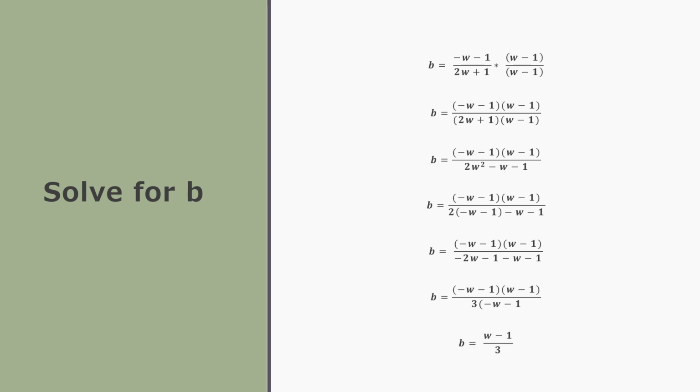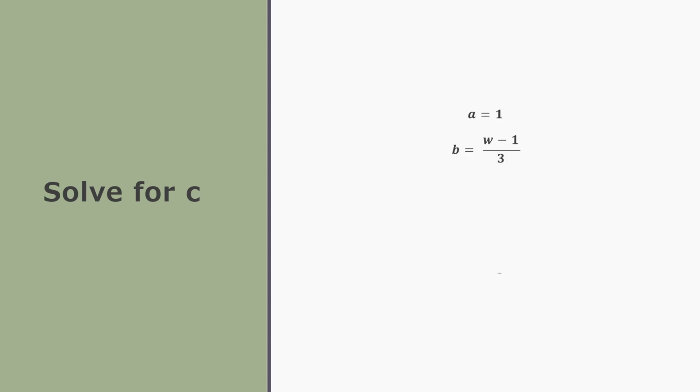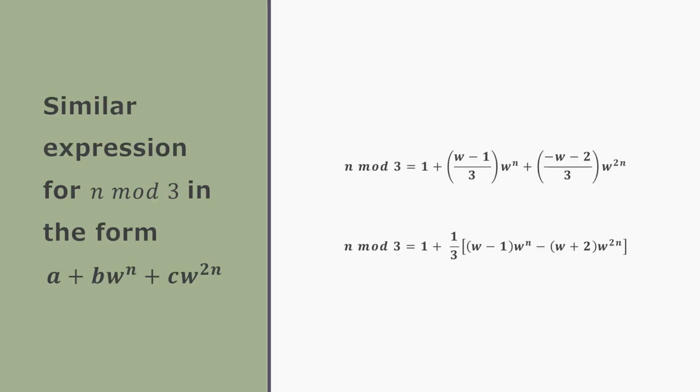Oh, there's a parenthesis, okay. We get that b equals w minus 1 over 3. Knowing this, we can now solve for c. Plug it into equation 1 because that's the easiest one. Combine things to get that c equals negative w minus 2 over 3. So we can just plug it in to the equation that we're given, and we can even simplify it a little further to get that n mod 3 equals 1 plus 1 to the third times this.